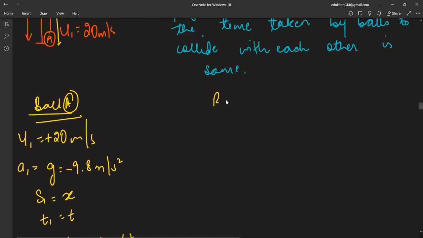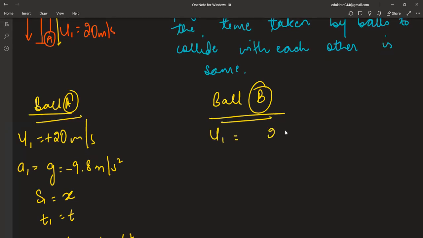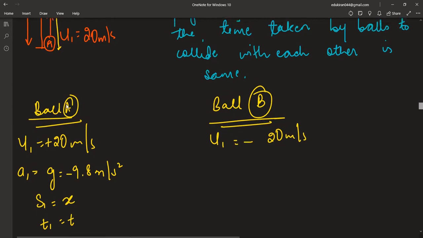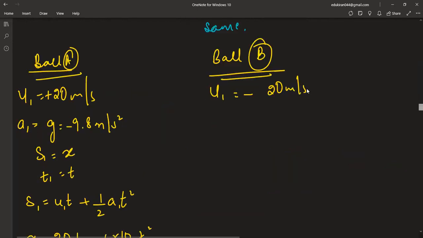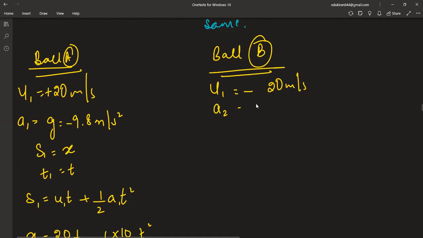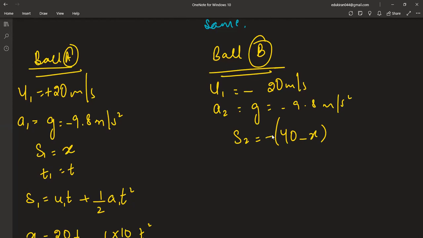Coming to ball B, the second ball. Initial velocity of this is also 20 meters per second. But since the ball is coming downward, its initial velocity will be negative. Initial velocity is downwards, displacement is also downwards, and acceleration due to gravity is also downwards. So acceleration A2 will be minus 9.8 meters per second square. This will remain the same, but the displacement, 40 minus x, will be negative because it is in the negative direction, and t2 is t.